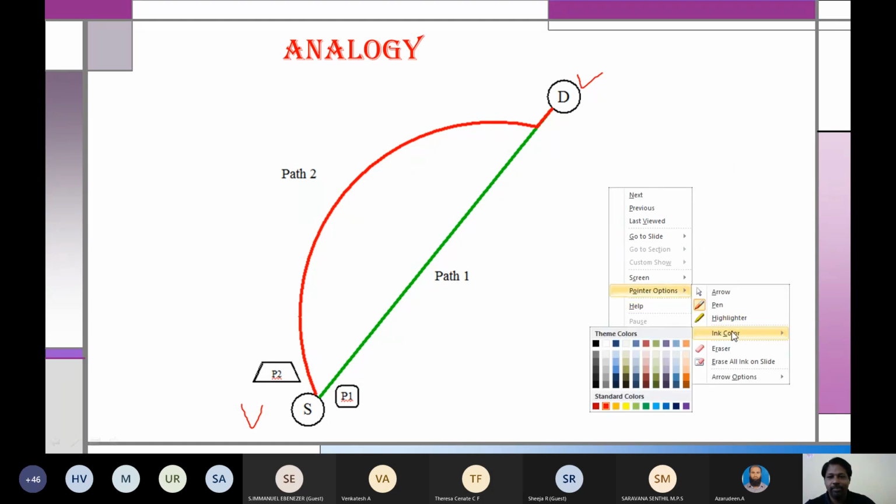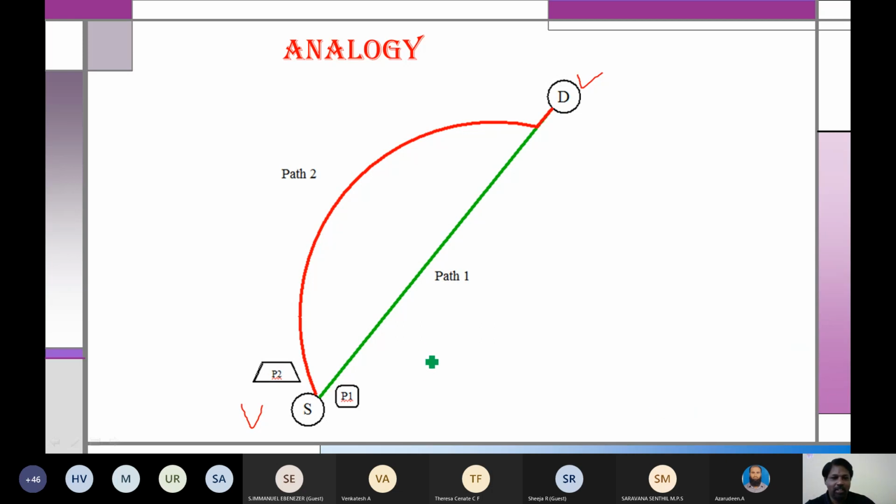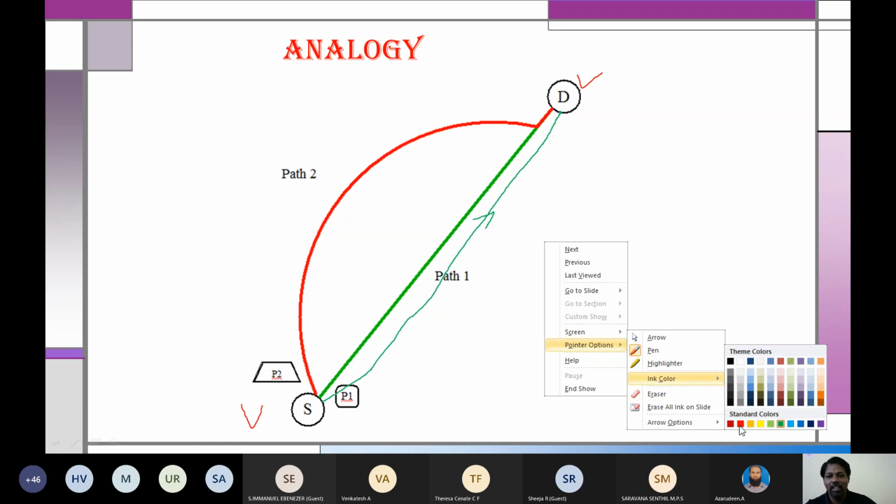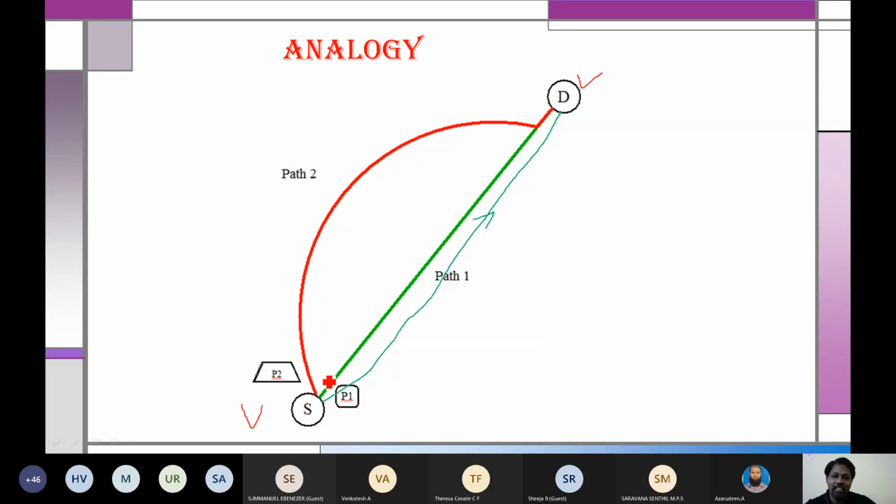It will be a bit late because for each one I need to take different colors. So now person 1 has moved. He is pouring water as he goes along the path, and he has reached the destination. Person 1 has moved along this green path and reached the destination, and you can see that the line indicates that he has poured water. But you can see path 2 is a bit longer. So when person 1 has reached the destination, person 2 has reached just some 70% of that path.